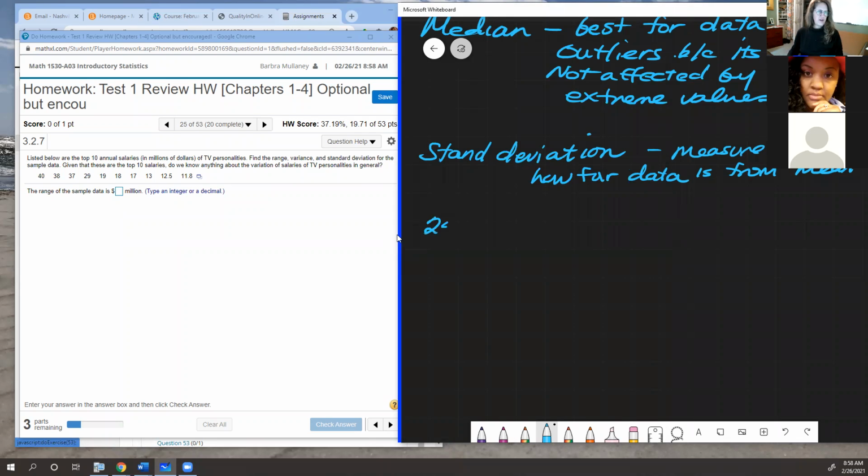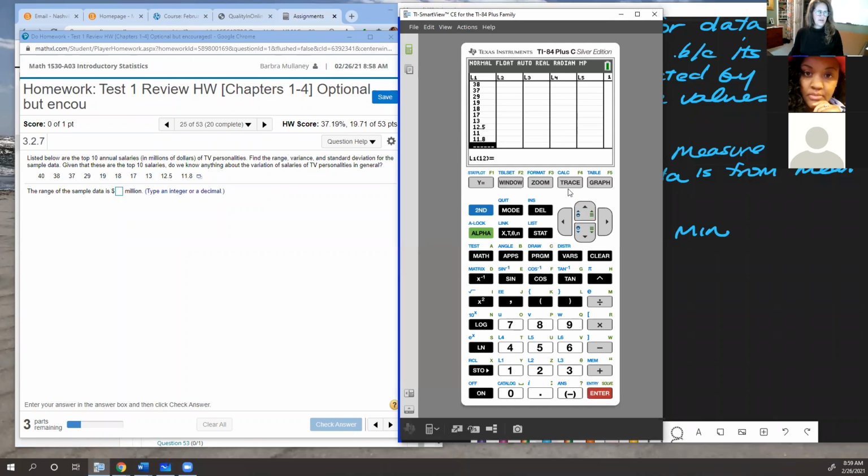All right, this is number 25. So the range is the max minus the min, right? I want to check my measurements and make sure I did that right. Okay, so I have 11 here. Everybody had 10, and I count 1, 2, 3, 4, 5, 6, 7, 8, 9. There's only 10, so I did something wrong. Oh, I have an extra 11. There we go. All right, now I've got my 10 data points here.